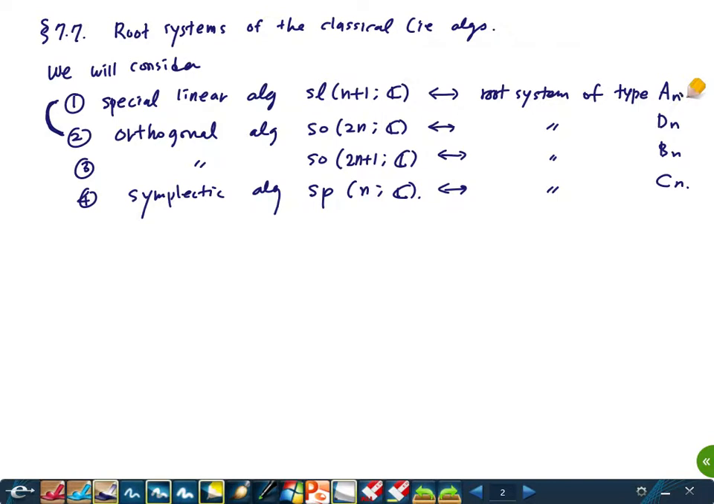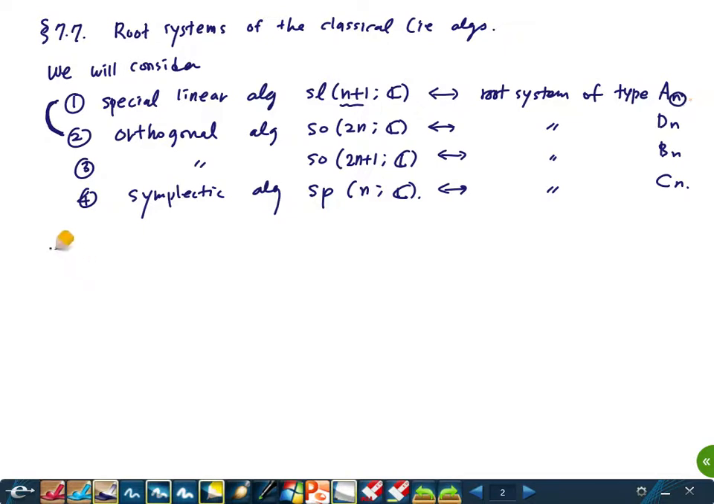By the way, this subscript n indicates that the rank is n. So what is the rank of a Lie algebra? When we have a semi-simple Lie algebra, there is a Cartan subalgebra, and the dimension of the Cartan subalgebra is the rank. That's why we consider n plus 1, because if you consider n, the rank will be n minus 1. We want the rank to be n, just for this convention.